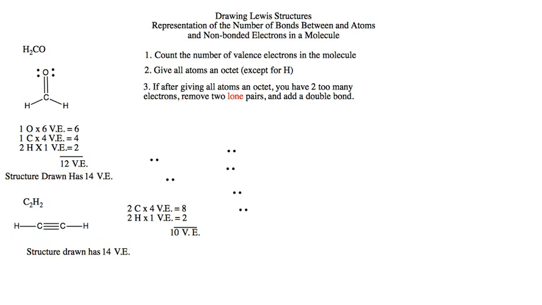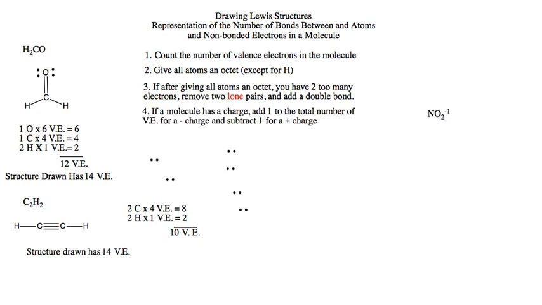I want to look at one more example, and that example is NO2 minus 1. And you'll notice that this molecule has a charge on it, and one of the things that we need to do when we have charges is the following. We account for that charge by adding 1 to the total number of valence electrons we should have for a minus charge. If this had a positive charge, we would subtract 1 from the total number of valence electrons it should have.